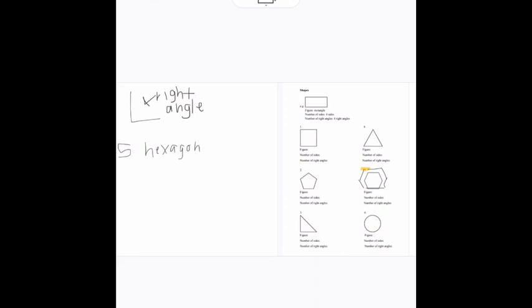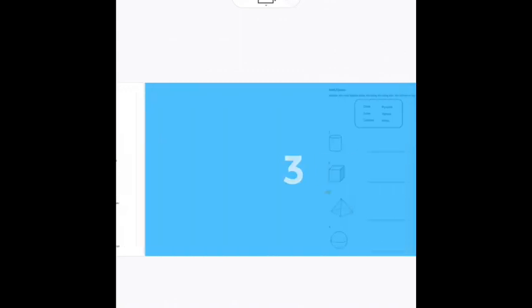Okay, you would write that in the figure place. Number of sides, we counted it together. 6 sides. Number of right angles, does it have this thing? Does it have a right angle like this, like an L? No, it does not. So there are 0 right angles. So that would be your answer. So let's go to the next page.